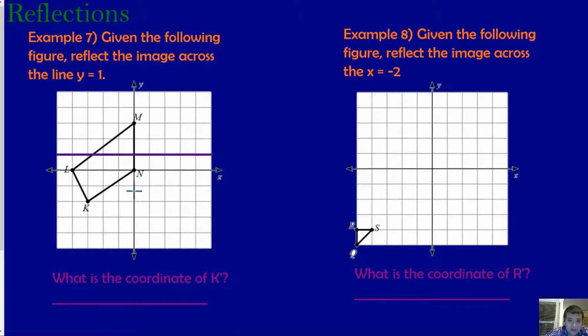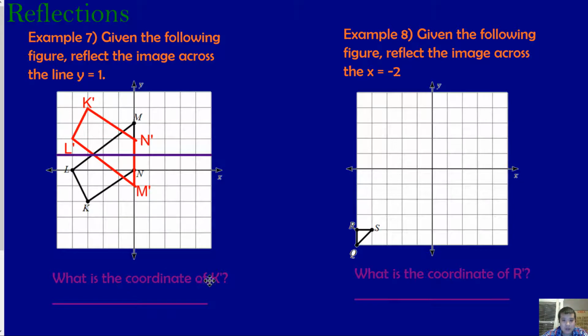Okay? So the M is going to be somewhere right here. N is going to be, again, 1 unit away from the central line, and it's going to be on the opposite side of the line, so it's going to be right here. So this is N, this is M. L, 1 unit away, so the image L is going to be right here. K, the image K is going to be 3 units away, so it's going to be up here. So the image should look something like this.